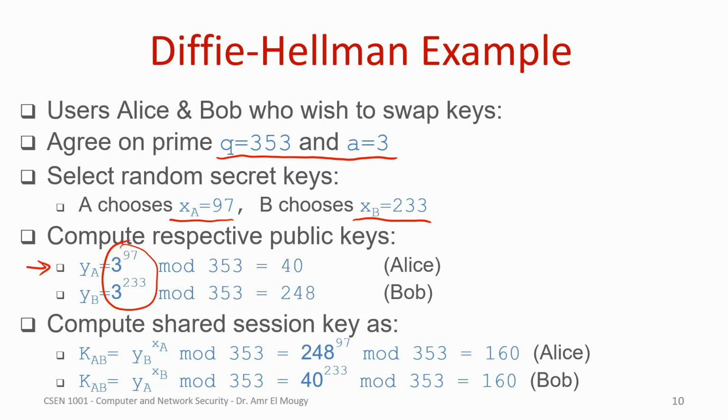Okay, and then they can actually calculate the shared key. To calculate the shared key at A, you have to have the public key of B. So B, or Bob, sends its public key, and A raises it to the power of its private key. So it's Y_B to the power of X_A mod 353. So Y_B is 248 to the power of the private key of A, which is 97, mod 353, and is equal to 160. If you take Y_A to the power of X_B, or 40 to the power of 233 mod 353, you also get 160. So you see how both Alice and Bob end up sharing the exact same secret key.